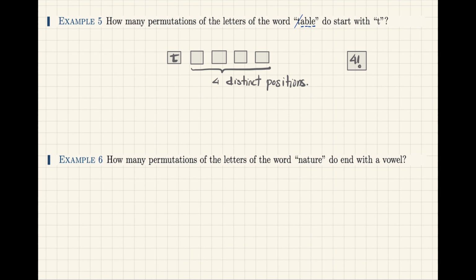Example 6. How many permutations of the letters of the word nature do end with a vowel? Okay, so in the word nature, 1, 2, 3, 4, 5, 6, I'm facing 6 positions. I need 6 positions to write a permutation of the word nature. So let's assume that this is position 1. This is position 2. Position 3, 4, 5, and 6.